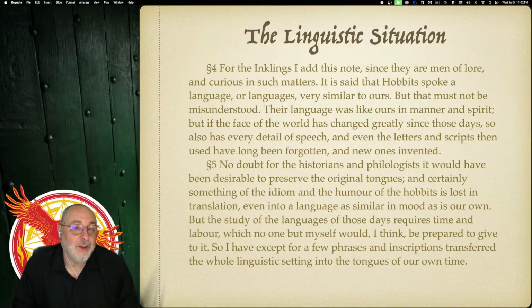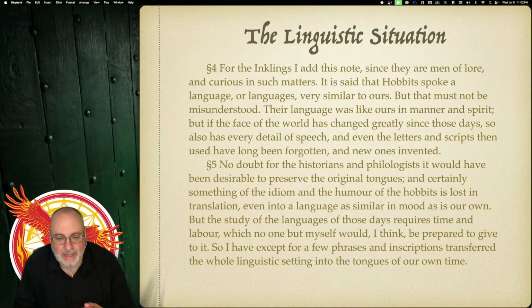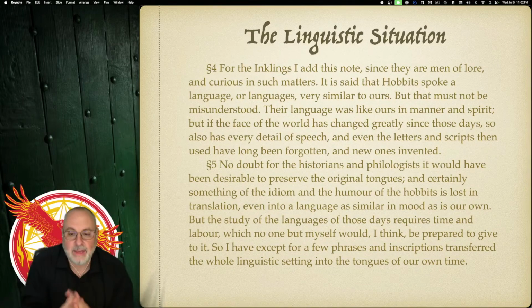That turns out to be untrue, Tolkien, and I think he would have been delighted to discover that there are in fact many people, of whom, as I have confessed, sadly, I am not one, who delight in the time and labor required, and who have given very, very much time to the study of the languages of those days. I am sure he would love that fact.